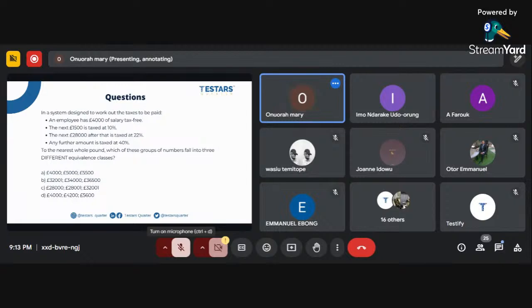So salaries from less than 4,000 up to 4,000 is one equivalent partition. The next bullet point says anything above 4,000, that is plus 1,500, is taxed at 10%. So that's another partition, from 4,001 to say 5,500. That's where we have 4,200; any value within it falls in that partition. Then the next one says above 28,000 pounds, so anything above 5,500 enters the next partition, which is 5,006. So that's why I put it there.